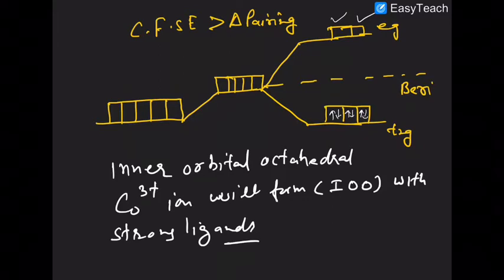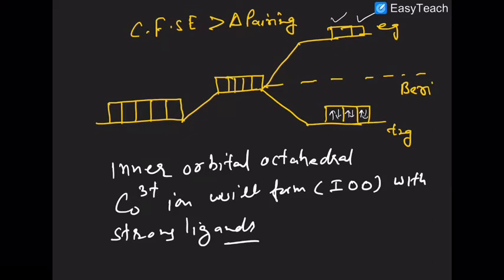So this is a very, very important question: cobalt 2 plus will always give you outer orbital, and cobalt 3 plus will always give you inner orbital with strong ligands. Cobalt 3 plus can also give you outer orbital with weak ligands like fluoride or chloride or water. In most cases cobalt 3 plus will give you inner orbital octahedral with strong ligands.